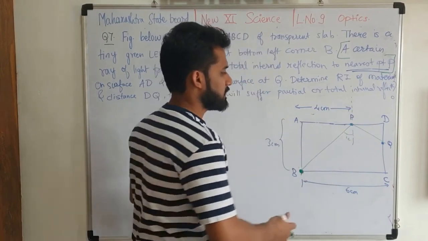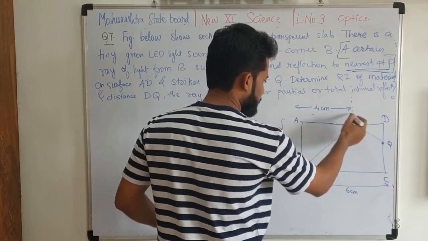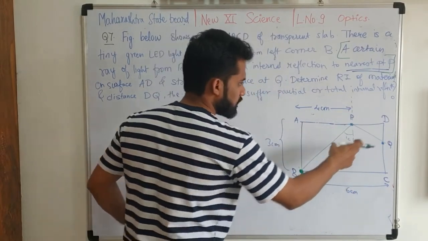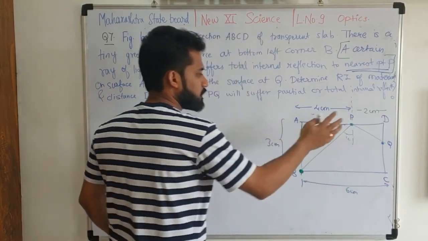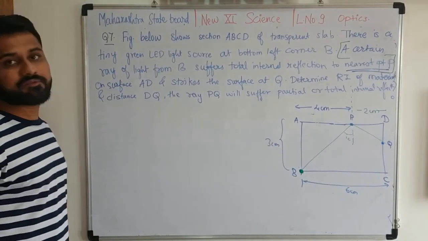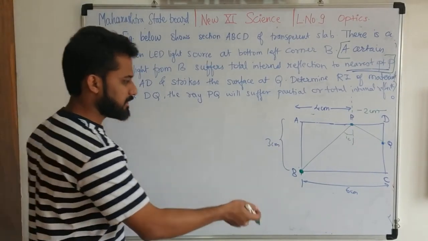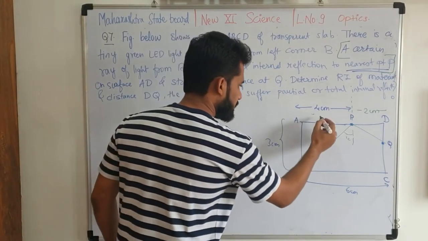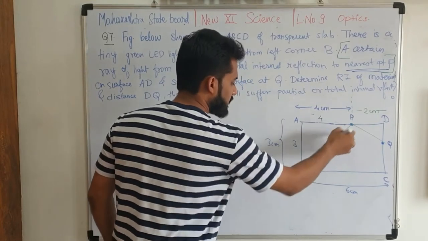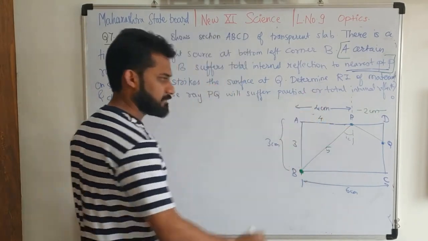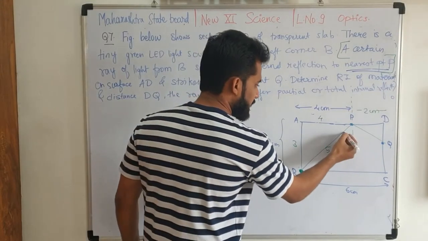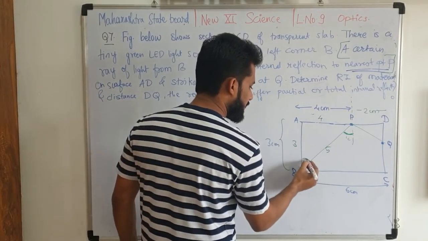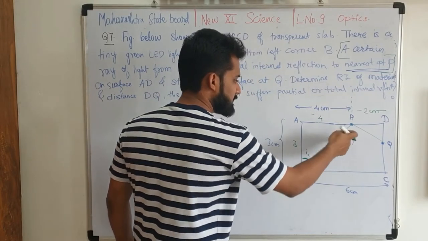at point Q. The distances are given. This is 4, this is 6 and this is 3. So obviously PD will be 2, that is 6 minus 4. Now the question is, determine the refractive index. So from the geometry, this is 3, this is 4. 3, 4, Pythagoras triplet, this side will be 5. 3, 4, 5. And if this is the critical angle, alternate angles.